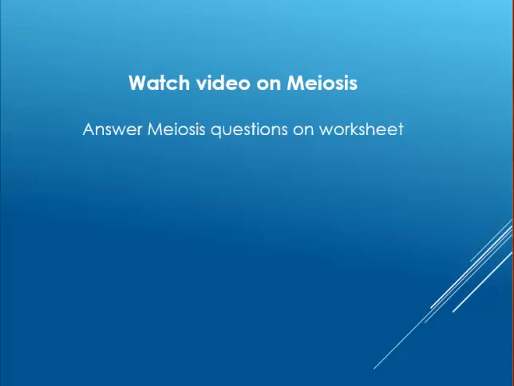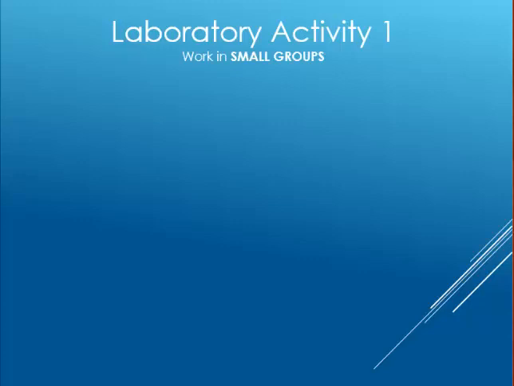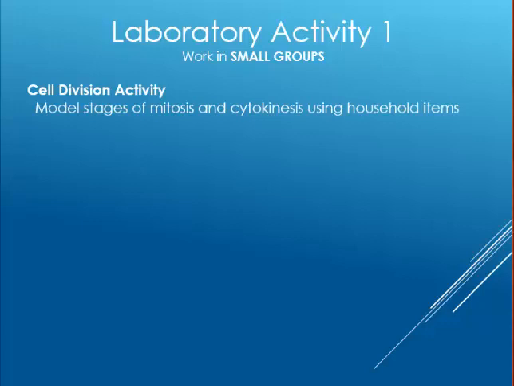Now be sure that you've answered any questions on the worksheet related to the meiosis video. Let's talk a little bit about what we're going to be doing in lab this week. So the first lab activity, we're going to work in small groups, and it's going to be an activity about cell division. In this case, we're going to model the stages of mitosis and cytokinesis using some items we can find around the house so that we can really get a good idea and review what we just learned in the video about the steps of mitosis.